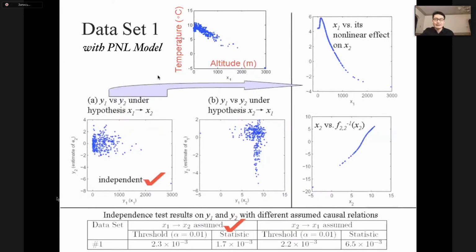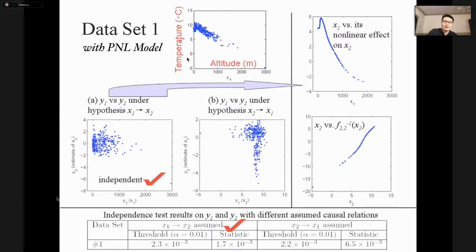Now here you can see some empirical results. We are given data sets, data pairs for x1 and x2, and here you can see the scatter plot. If you assume x1 causes x2 and fit the model on the data, you find the nonlinear transformations and recover the noise term. In this case, they are independent. Then if you switch them and assume x2 causes x1 and fit the model, you can see the additive noise is not independent from the hypothetical cause, which is x2. Now we say, according to this model, x1 causes x2.